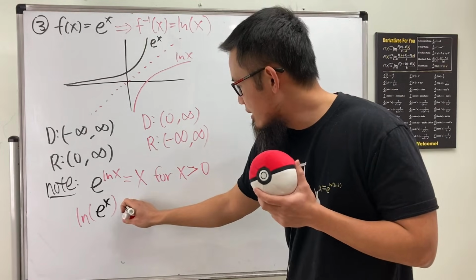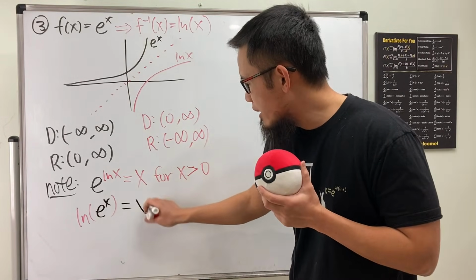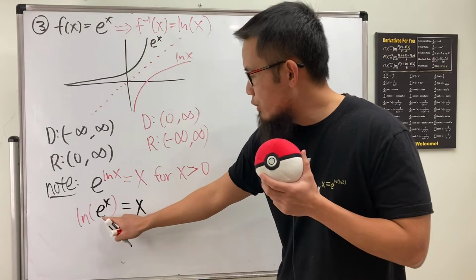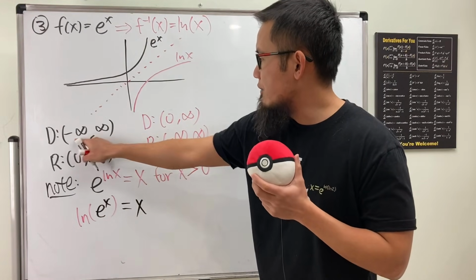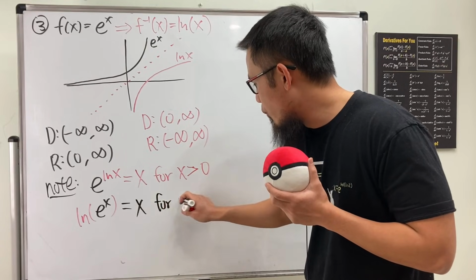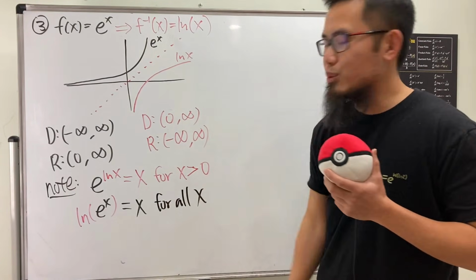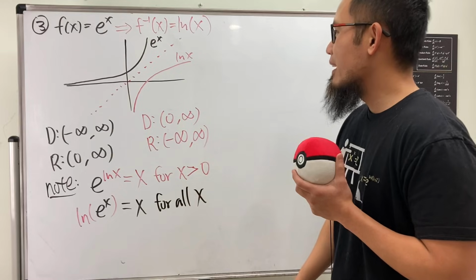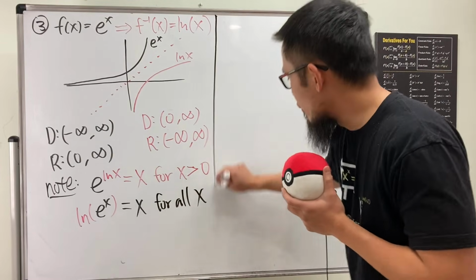Well, this is another composition, and here you will still get x back. But this time, we are looking at e to the x. The domain is negative infinity to infinity. So this right here will be true for all x values. Right? Really cool, huh?